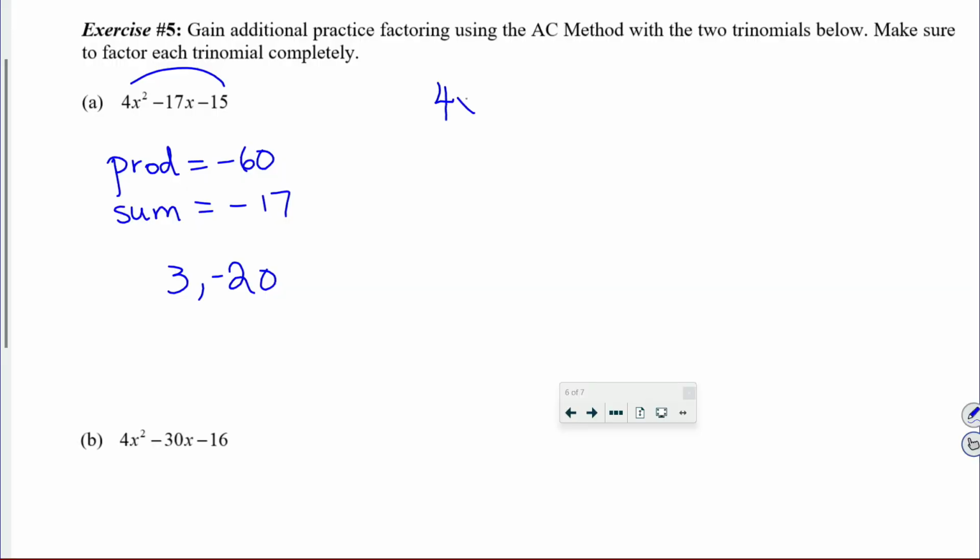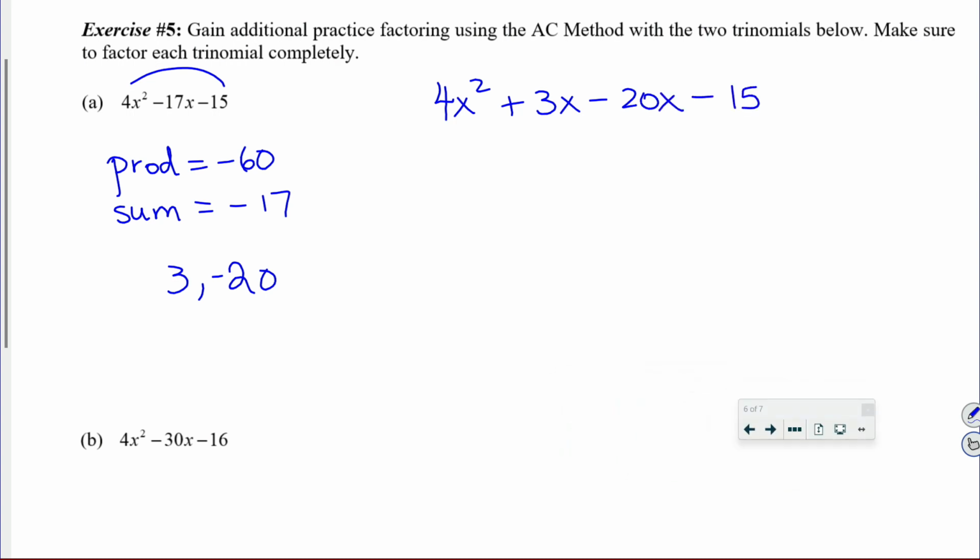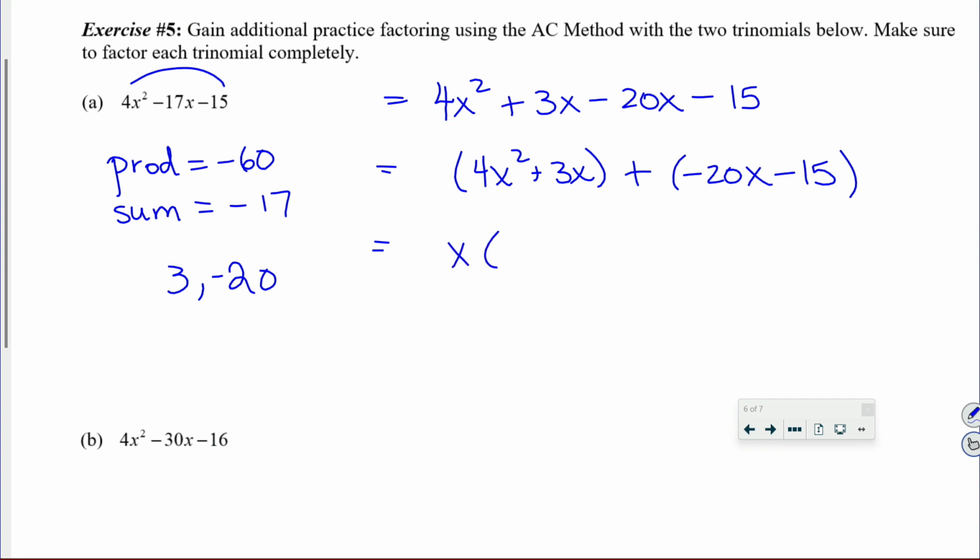trinomial and I can write it as 4x squared, here, I'll even do this, plus 3x minus 20x minus 15. Again, the 3x and the 20x can be flip-flopped. I can then write this as 4x squared plus 3x plus negative 20x minus 15. From the first set of parentheses, the only thing I can factor out is an x. That will leave me with 4x plus 3.